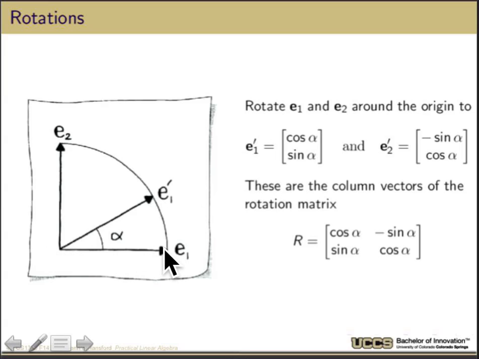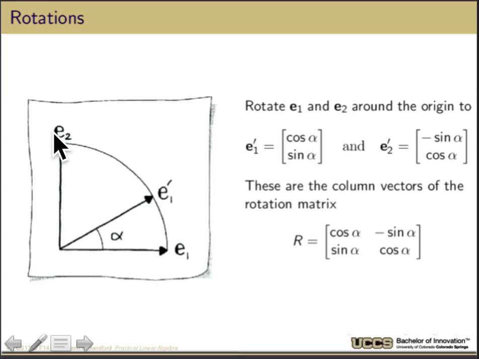I was at E1, where do I want it to go? Well, I want to go up by alpha. I can build my right triangle, and I can see that the new coordinates for E1 prime are cosine alpha, sine alpha, because sine is opposite over hypotenuse, cosine is adjacent over hypotenuse. The two hypotenuse elements can be canceled out, and so I get that this is cosine alpha, sine alpha.